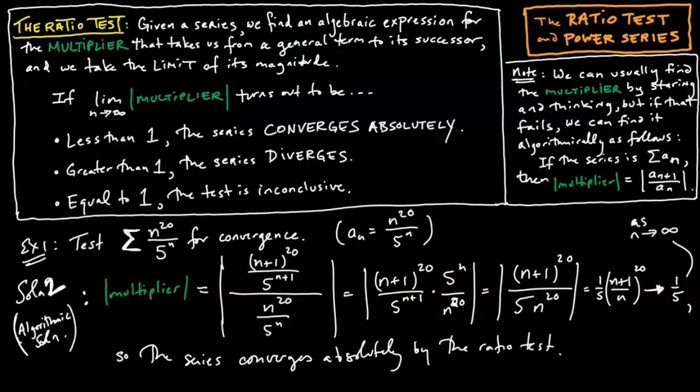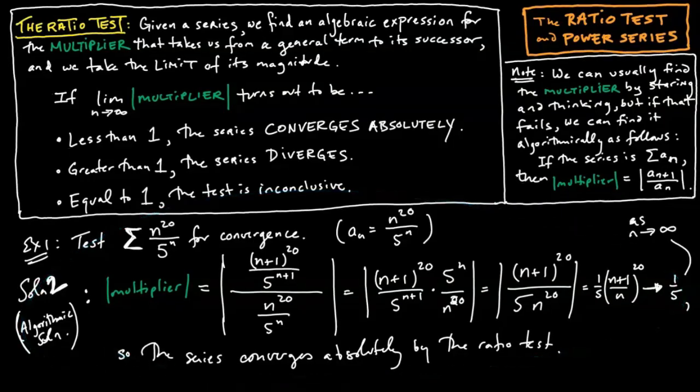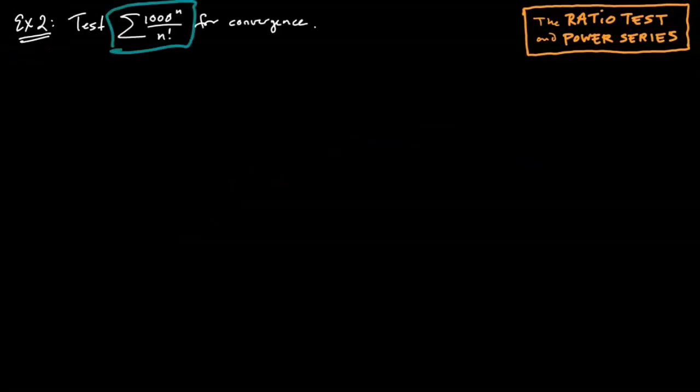Okay, I mentioned earlier that the ratio test works pretty nicely for series where n appears in the factorial. So let's do an example of that sort next. But everything is a little cramped down here, so I am going to go ahead and clear the stage. So now in this more spacious atmosphere, let's introduce example 2, in which we will test this series for convergence, where the general term is 1000 to the nth power over n factorial.